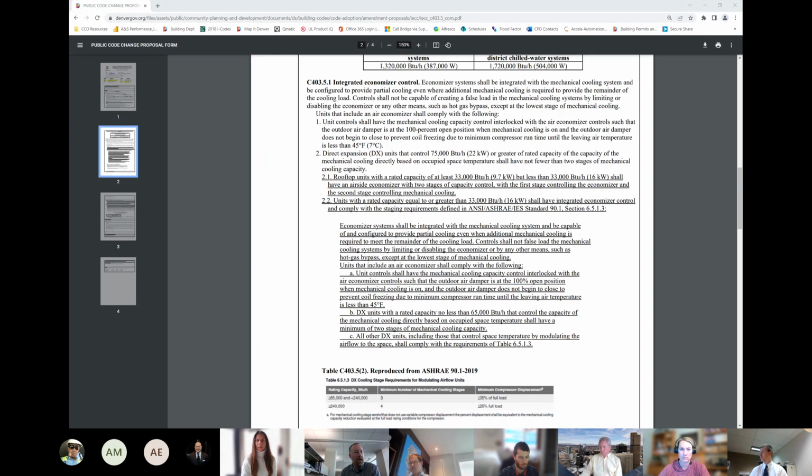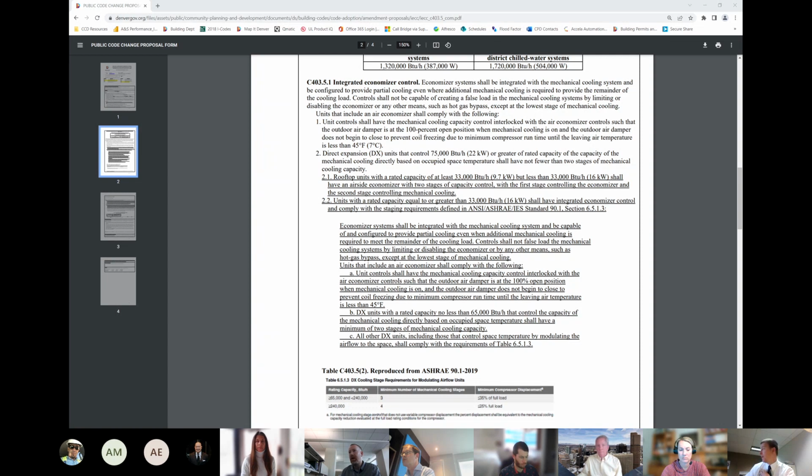And then even the table that's brought forward from ASHRAE is identical to the table C403.5.1 in the base code. So I don't see the need to bring 2.2 forward, possibly with some tweaks to the few numbers that are different, but overall it appears to be almost identical.